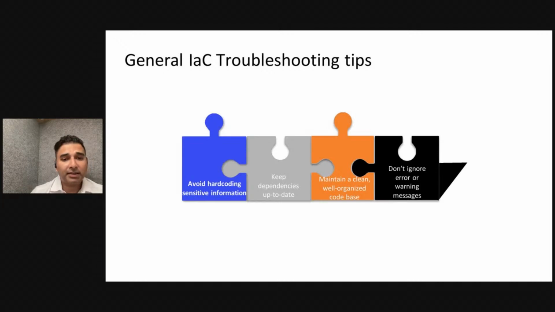Next up is keep your dependencies up to date, right? We do a dependency check twice a week, once in the midweek and once at the end of the week, so we avoid any security vulnerabilities or compatibility issues, right? And then the next one is don't overcomplicate your infrastructure code. Make sure we have a clean, well-organized code base where you're following a proper directory structure, removing obsolete code, and so on, right? Last but not least, we don't ignore any error or warning messages. We address them promptly and we communicate that to our team and so on.